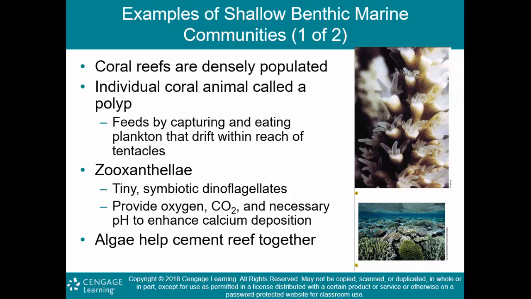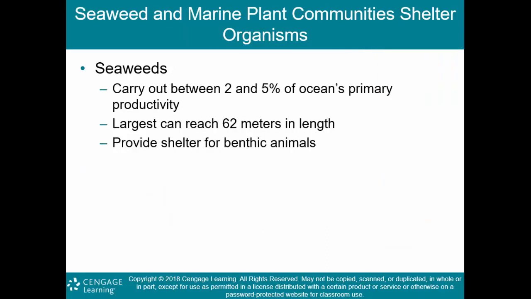So coral reefs, very densely populated. Again, those individual coral animals are called polyps. They capture any plankton that drift by within reach of their little tentacles. They provide a home for lots and lots of other creatures. And coral reefs, you don't need me to tell you, are very important.